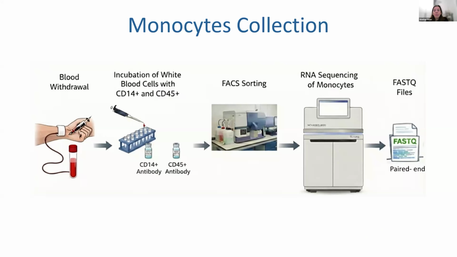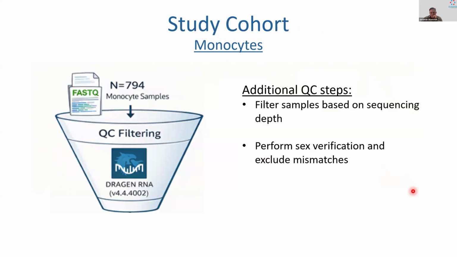Finally, the purified monocytes underwent RNA sequencing, generating raw FASTQ files that were used for all the subsequent analysis. A FASTQ file is a standard text-based format for storing raw RNA sequencing data, containing both the nucleotide sequence and quality score for each base.